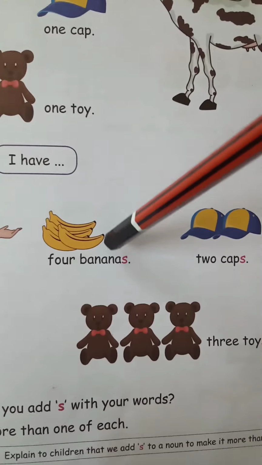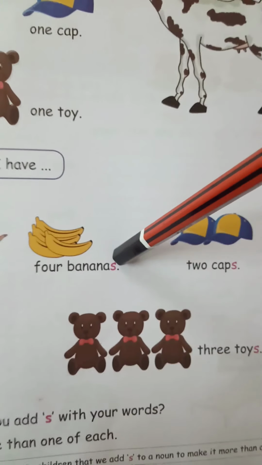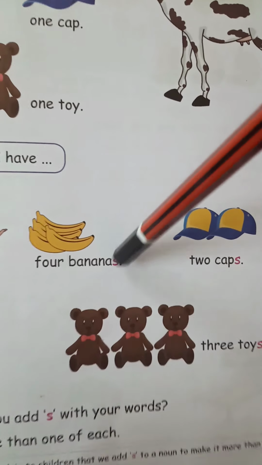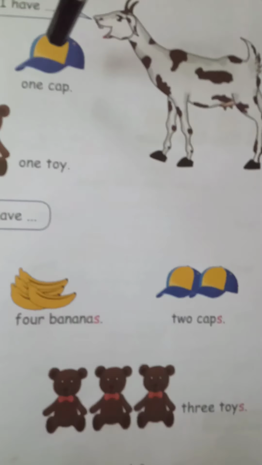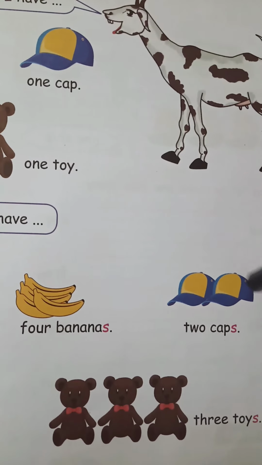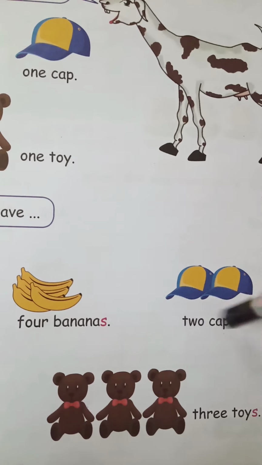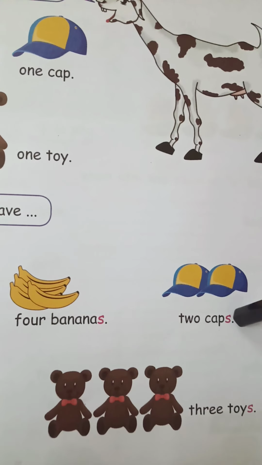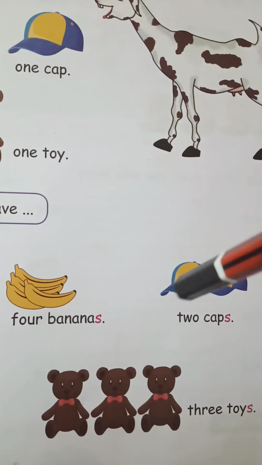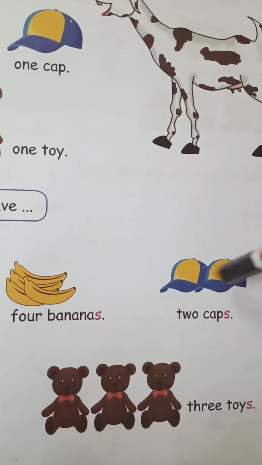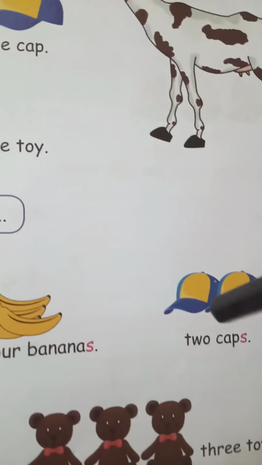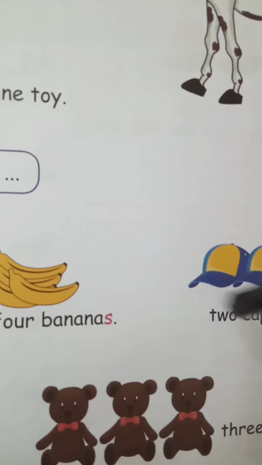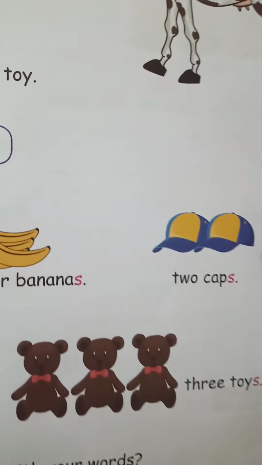Now you understand why we are using S? Now let us move to the next. What is this? This is a cap. And these are caps. Why are we using caps? Why are we adding S? Because, count with me. This is 1 cap and this is 2 caps. When there is more than one item, we have to use S. So 2 caps.